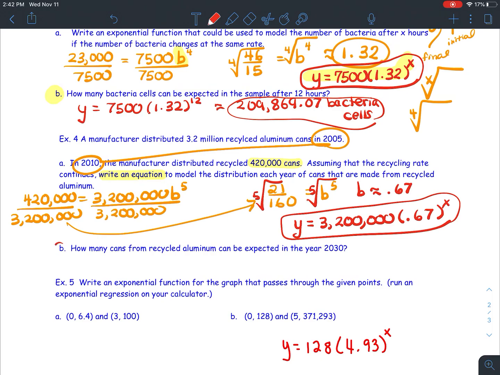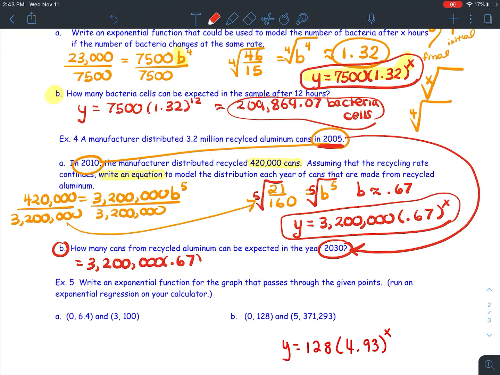Now, to answer part B, how many cans from recycled aluminum could be expected in the year 2030? Remember, our original year was 2005, so to go from 2005 to 2030, that would be 25 years later. So I'm going to want to substitute a 25 in for my time, and it seems like his business was really declining quite a bit here. So if we plug in 25 for the exponent, oh, he's almost out of business. For the whole entire year, he only recycled 143.56 cans.